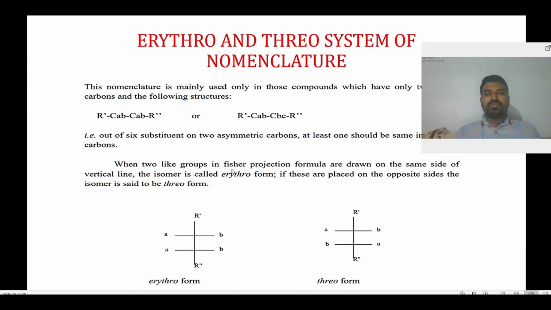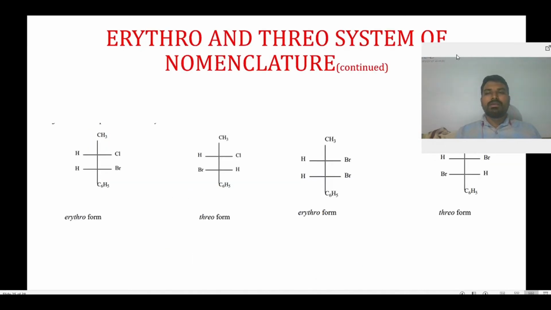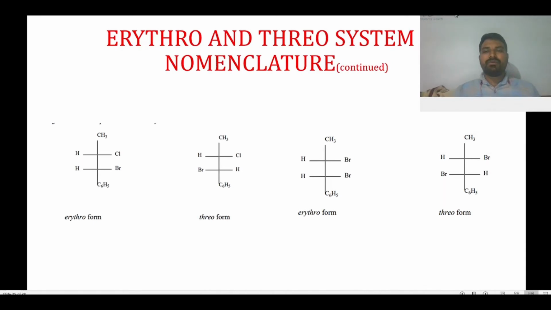When two like groups in a Fischer projection formula are drawn on the same side of the vertical line, the isomer is called the erythro form. If these are placed on the opposite side, the isomer is known as the threo form. See, these are some examples of the erythro form and the threo form. See, the CH3 and H groups are on the same side, so it is erythro, and the H groups over here are on opposite sides, so it is threo. Again, the H groups on the same side are erythro, and on opposite sides threo.